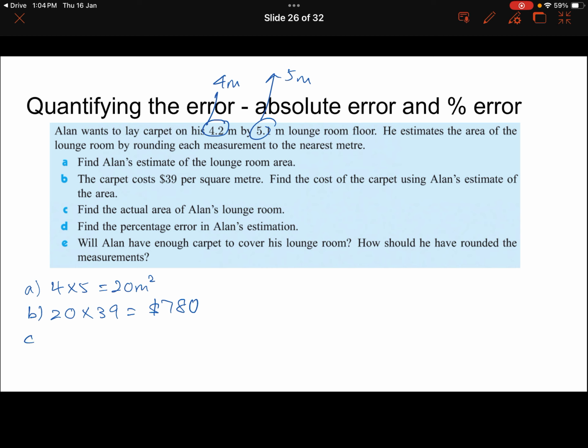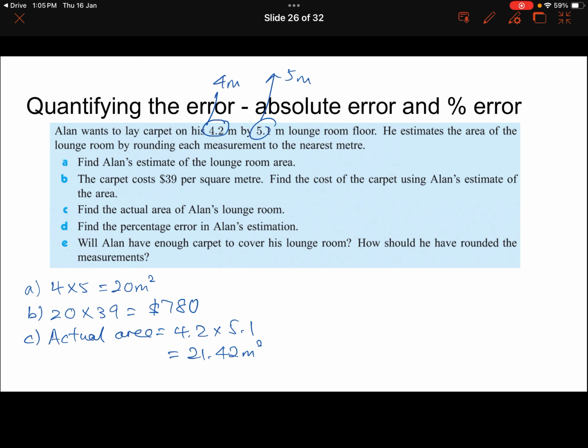Now, part C, if we find the actual area, let's see what difference it really makes to lay the carpet if we use the actual area. If I take 4.2 times 5.1, that's going to give me about 21.42 square meters. Now, there's a difference of 1.42 square meters for the area.